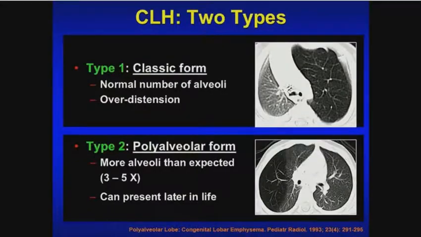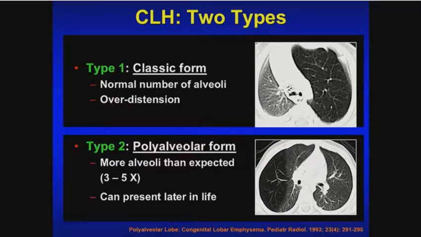It typically has two different types. Up to 95 to 97% of the time, you will encounter type 1 in the clinical setting, which is the classic form, the one that I just showed you, that has a normal number of alveoli on pathology, but they have an over-distension.